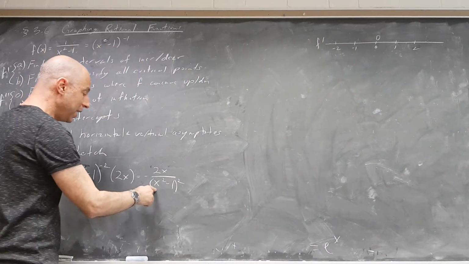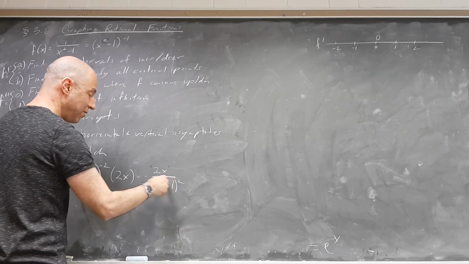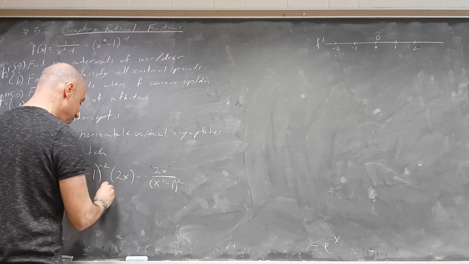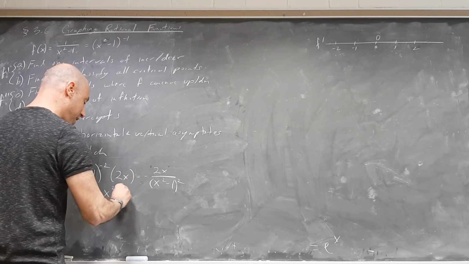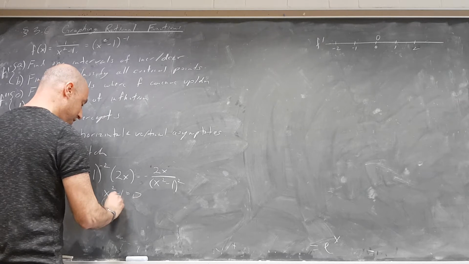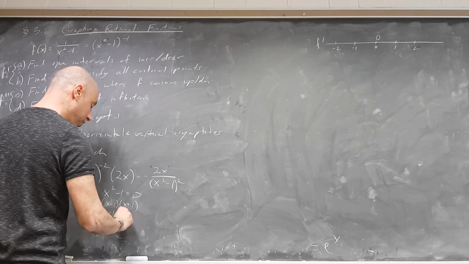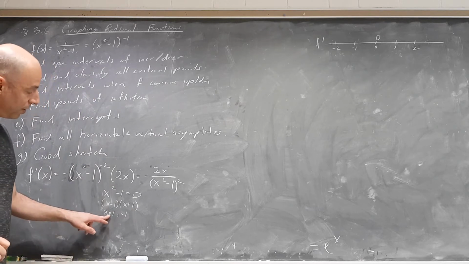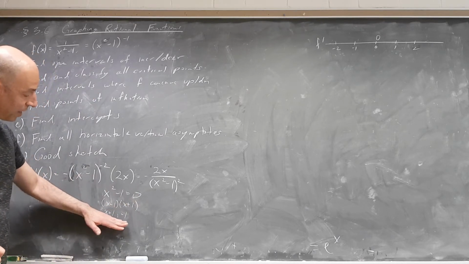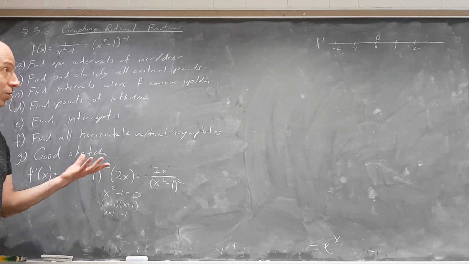Let's figure out where the bottom's equal to 0. If x squared minus 1 squared is 0, if something squared is 0, that something is 0. So basically, I just have to figure out where x squared minus 1 is equal to 0. And I can factor that, x minus 1, x plus 1. So this is x equals 1 or negative 1. So these are the two values, x equals negative 1 and x equals 1, where the denominator equals 0.